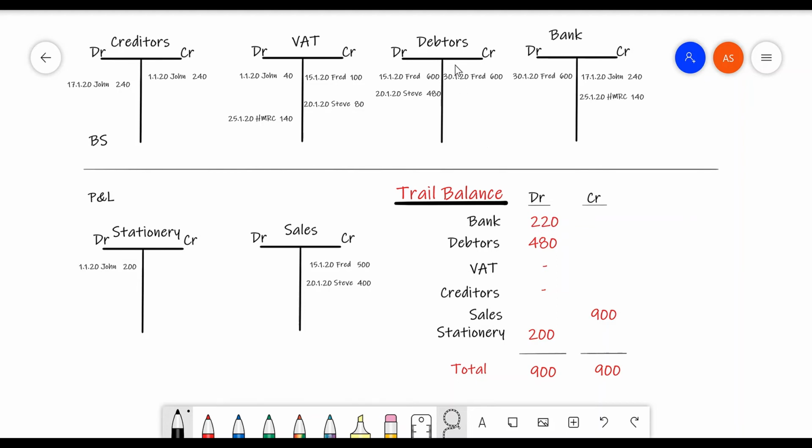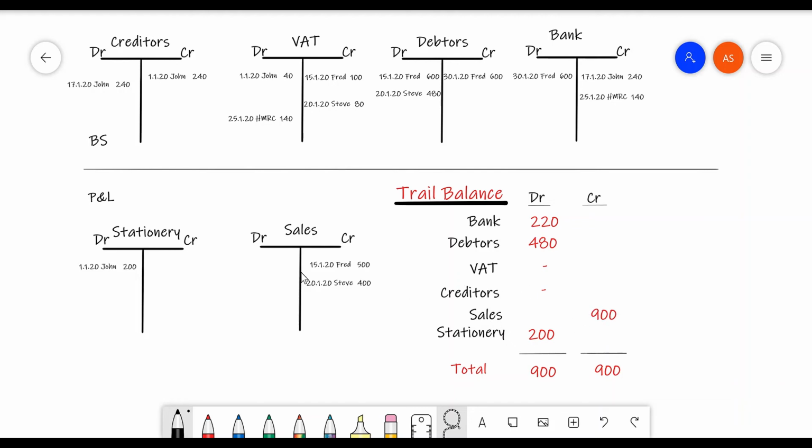In terms of debtors, Fred had actually paid us, so his account is clear, but Steve still owes us £480. So we have debtors, people owe us money. Steve owes us £480. We'll put that in. As we mentioned earlier, the VAT return was done and there was no balance on that. We have 180 on each side there, so it's clear. And so is the creditors, because we had paid John, so we owe him nothing.